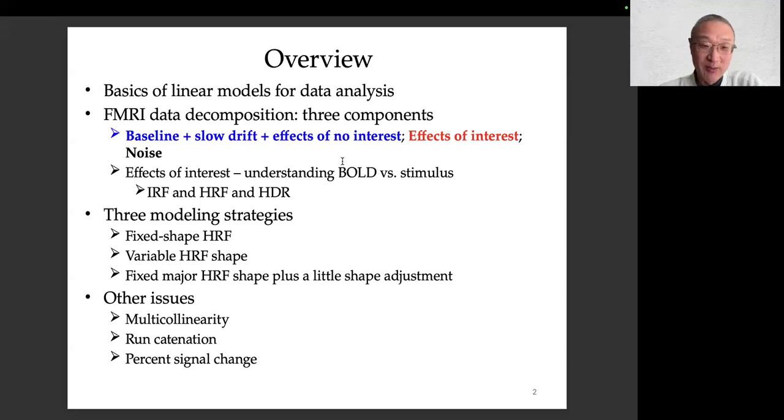So that's why there's another approach. It's called a hemodynamic response estimation approach. That is more data-driven. We don't make assumptions about the response shape. Instead, we use the data to estimate that response. There's something in between. That's SPM's approach. You have the basic canonical HRF plus a couple of adjustments about the shape. Then we have some miscellaneous issues we're going to discuss at the end.